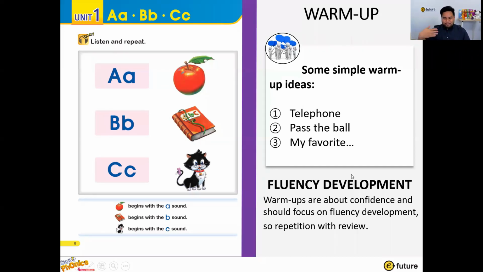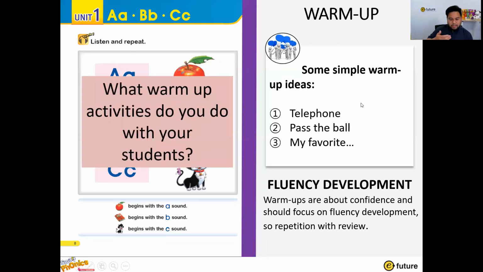So yeah, in warm-ups, we're trying to focus on fluency development, trying to build up the confidence for the students that will take them into the lesson, all right? As well as repetition if you're reviewing your previous lesson, okay? So that's the warm-up. And then what kind of warm-up activities do you do with your students? So I gave you 3 kind of ideas here. What are some activities that your students have liked or you feel is effective in class?